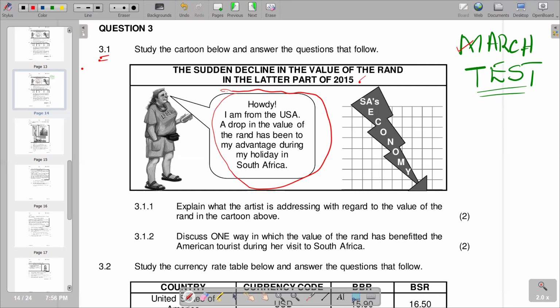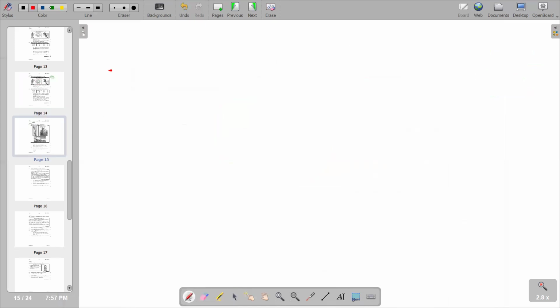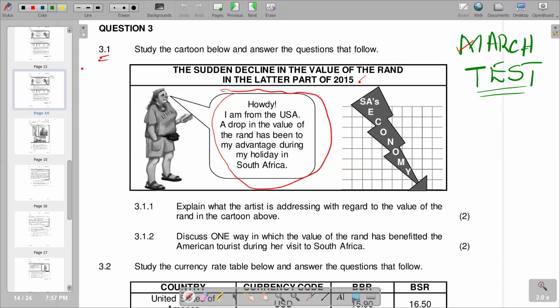So basically, what is being addressed there is that the rand has dropped in value. The wording sounds as if it's working in the advantage of that tourist. That's how we can deduce what is being said by the cartoon. Now we go to our answer section, 3.1.1. According to our question, we need to explain what the artist is addressing.